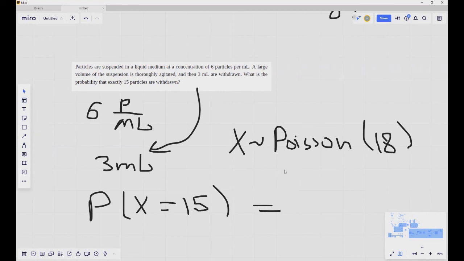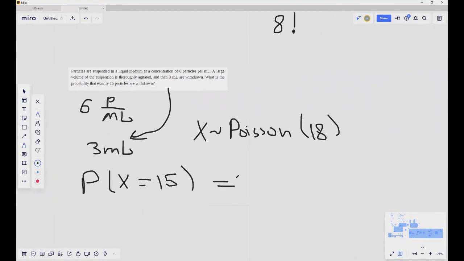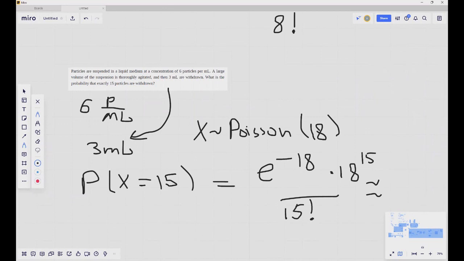Now again, using the PMF for the Poisson distribution, e to the power of minus lambda, lambda to the power of k, 18 to the power of 15 over 15 factorial, which is approximately equal to 0.078. So the probability of that is given as 7.8%.